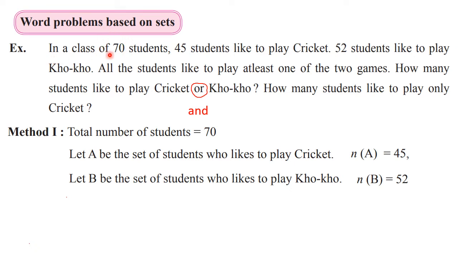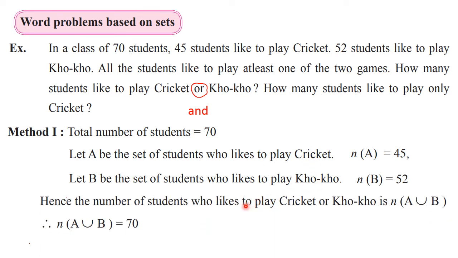That means this 70 gives us N of A union B, the union of these two sets. These are the students who are playing cricket or kho. So the number of students who like to play cricket or kho is A union B, and that is 70. Now the OR word came here.